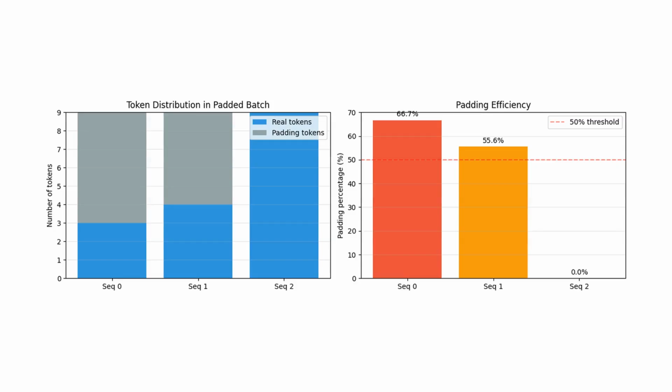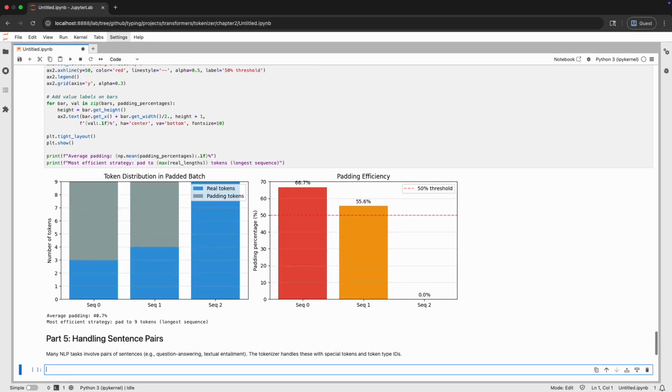Part 5 covers handling sentence pairs, which is crucial for many NLP tasks like question answering and textual entailment. The tokenizer uses special tokens and token type IDs to distinguish between the two sentences.